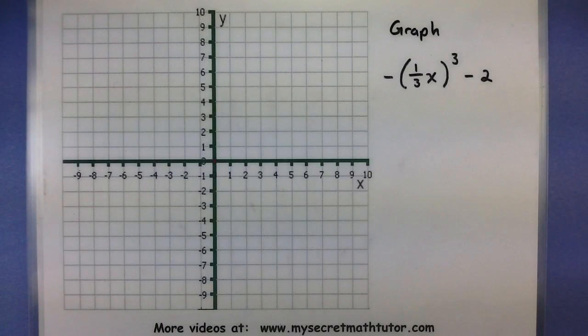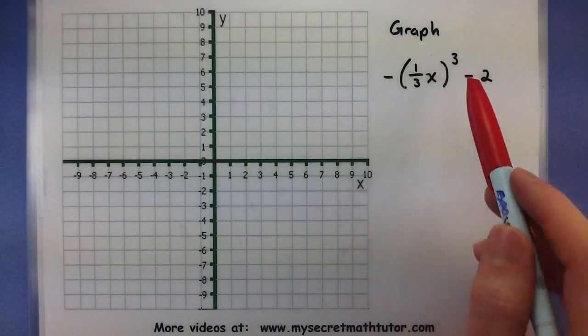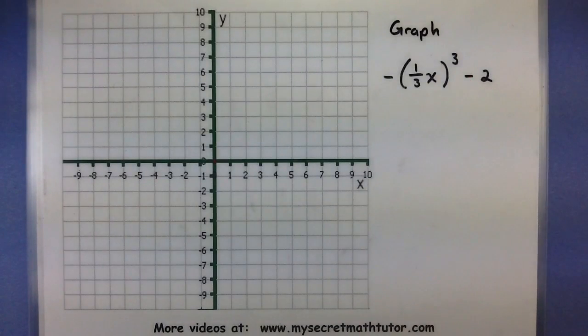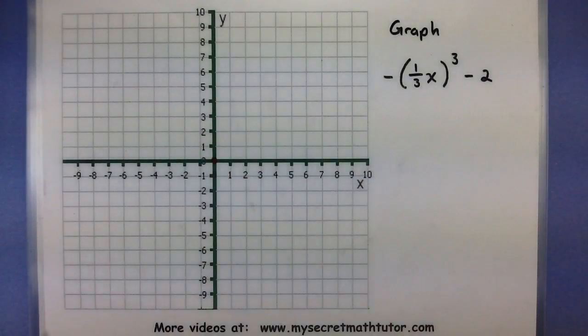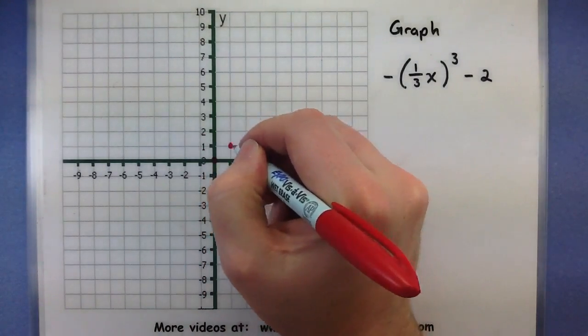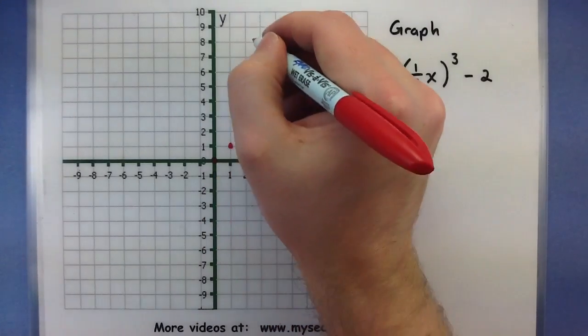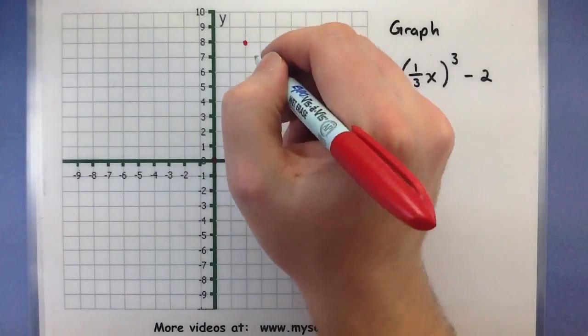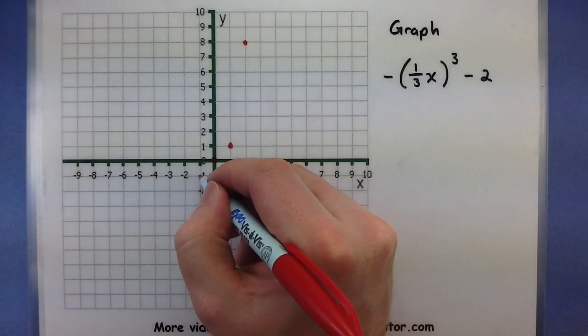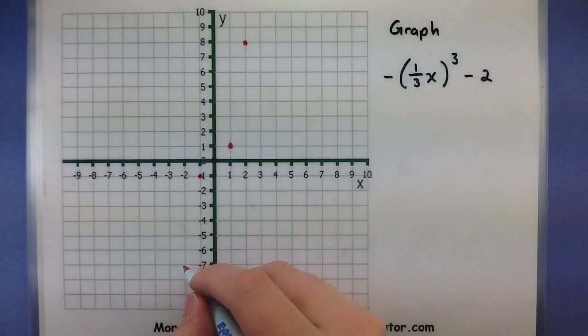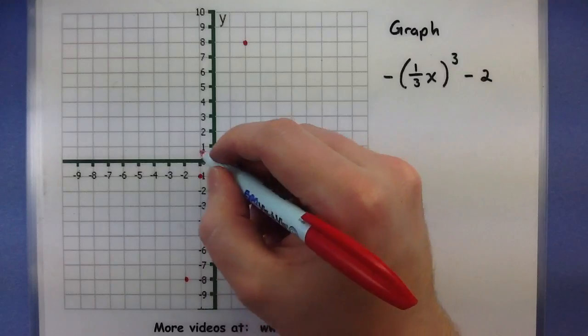Here I want to graph negative the quantity 1/3 x cubed minus 2. Our parent function in this case will be our cubed function. So think of x cubed. Let's start off by graphing that. I know it goes through 0, 0, 1, 1. Let's see, 2 cubed would be 8. And then 3 cubed is way off the chart. Negative 1 cubed is negative 1. Negative 2 cubed is negative 8.